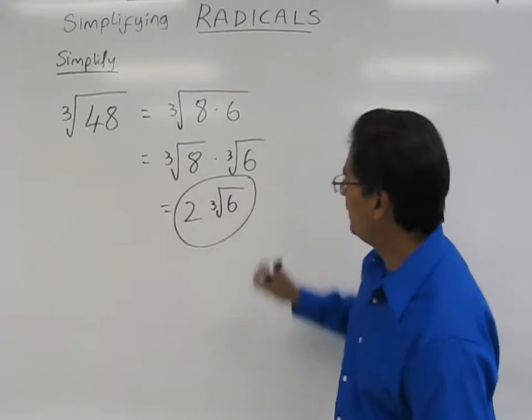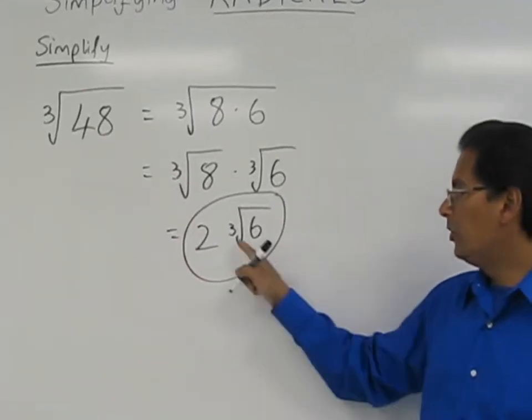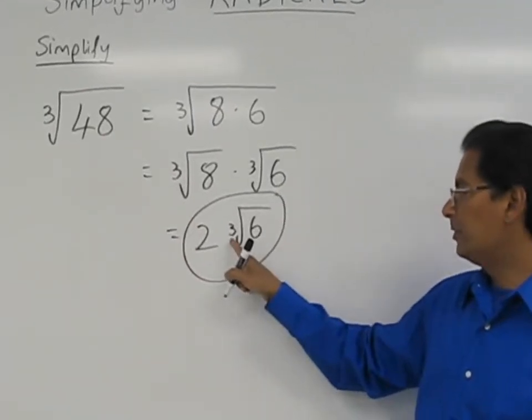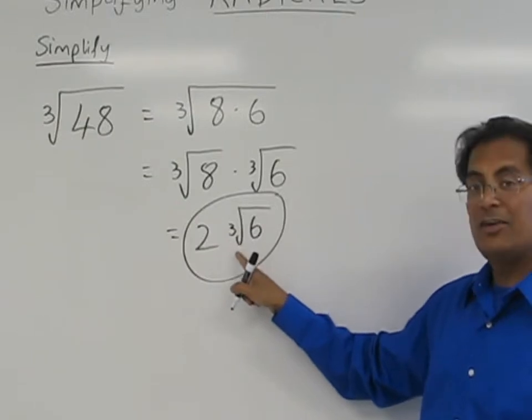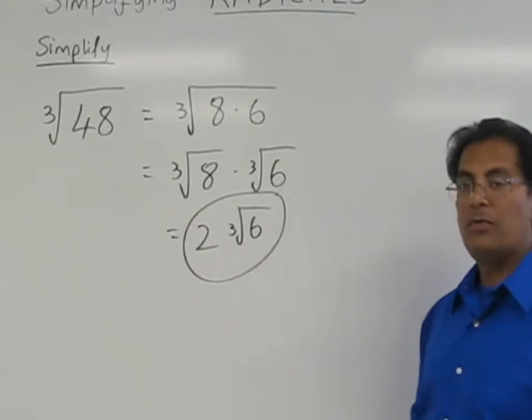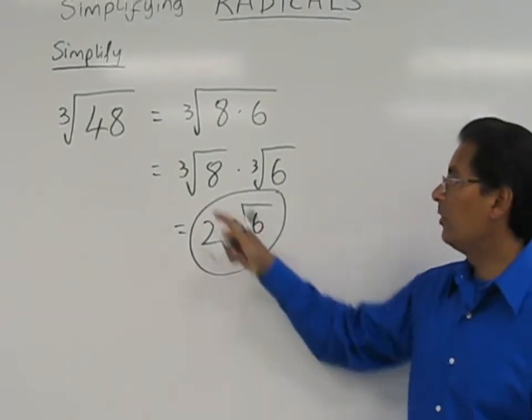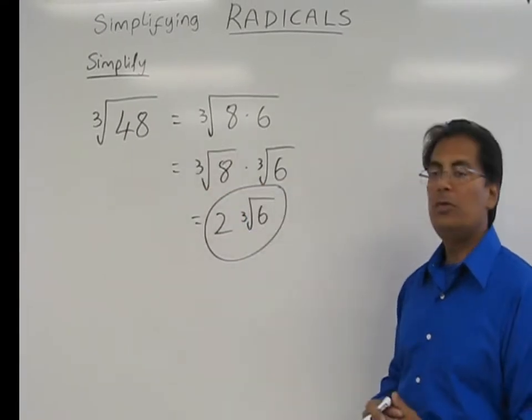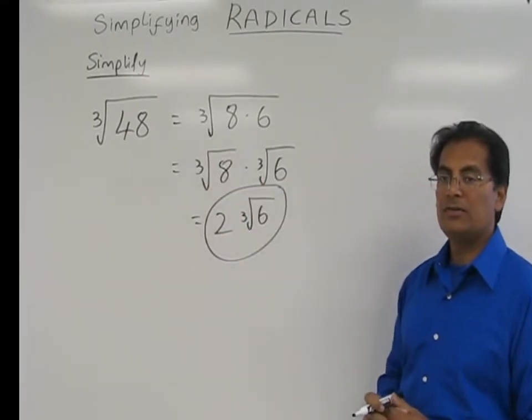And you have to be careful now as you're writing all these numbers. The little 3 here, the index in front of the root, has to be small so we know it's the index. So this cube root of 48 is 2 times the cube root of 6.